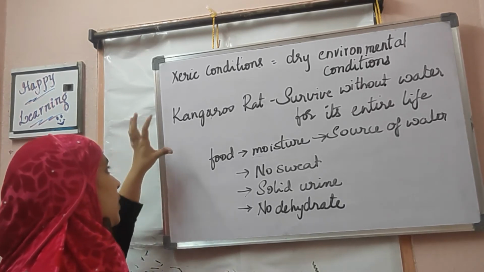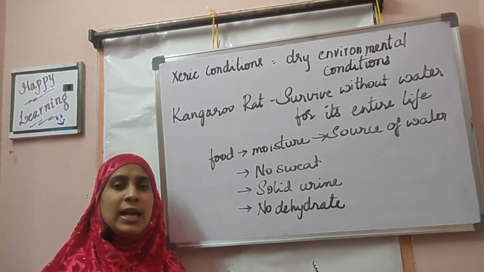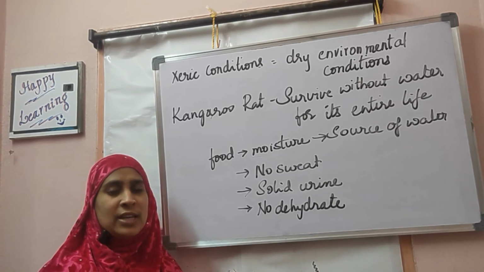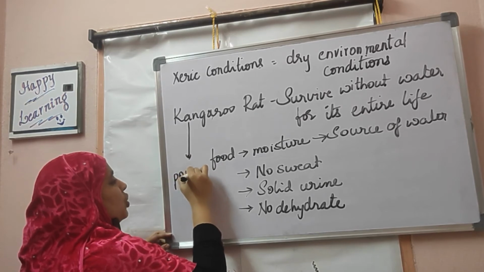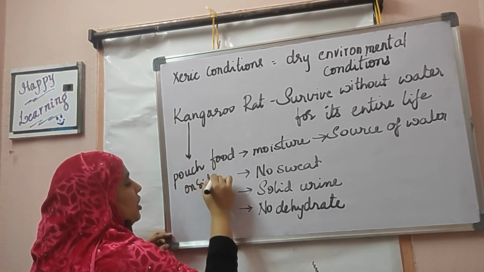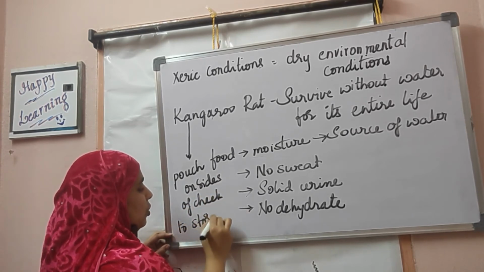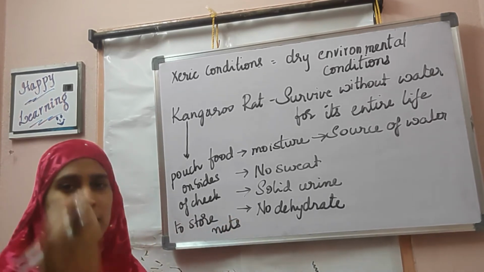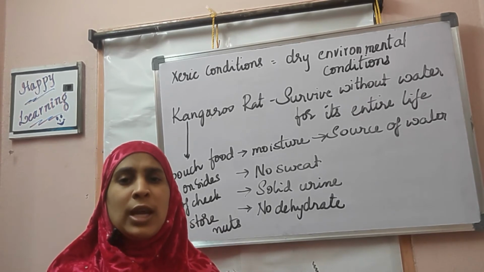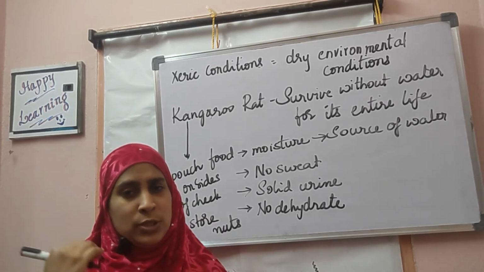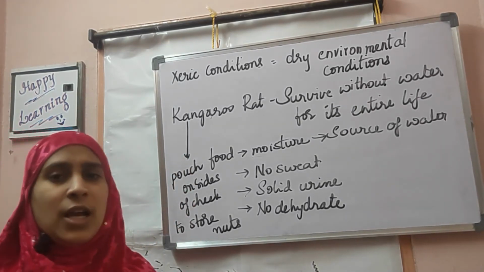Okay, one thing I'll say here about the name kangaroo rat. What is the specialty of the animal kangaroo? It has a baby pouch and it carries its baby in that pouch. This kangaroo rat's specialty is that it has pouches on the sides of its cheeks, to store nuts. It eats some of the nuts, and puts some of the nuts in the pouch on the sides of its cheeks when it goes to collect food, and then it moves. So that is why it is called a kangaroo rat.